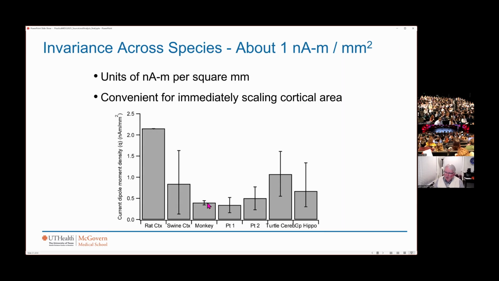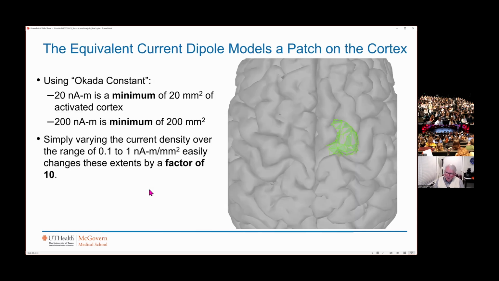And remember, the humans are putting out more like, even epilepsy patients, half. So this is 40 nanoamp meter instead of 20 nanoamp meter. You can see simply by varying this current density, what you think the actual density range is from 0.1 to 1, you can easily change these numbers by a factor of 10. But it just drives home the uncertain nature we have of what is the actual current density and how large are these sources.